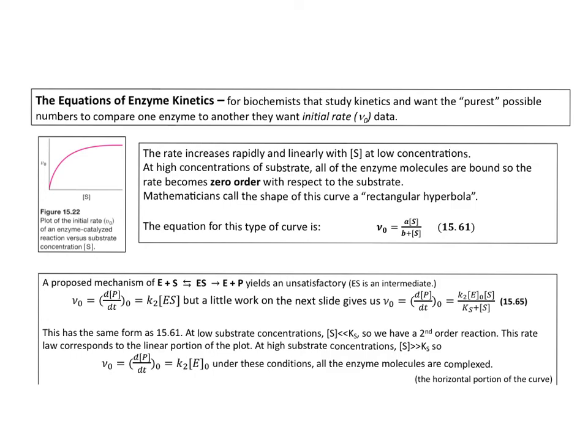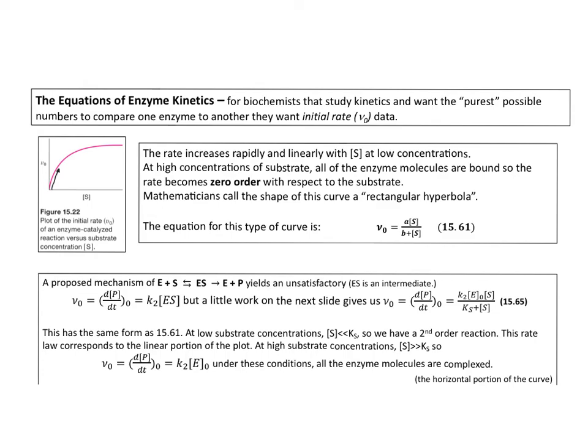run for different substrate concentrations. That's what you're seeing here in figure 15.22. In figure 15.22, you see the rate of the reaction increases rapidly and linearly with the substrate at lower concentrations. So essentially what we're being told here is that, roughly, you can see there's a bit of a curve in there, but early on there's a roughly linear relationship for the low concentration substrate.